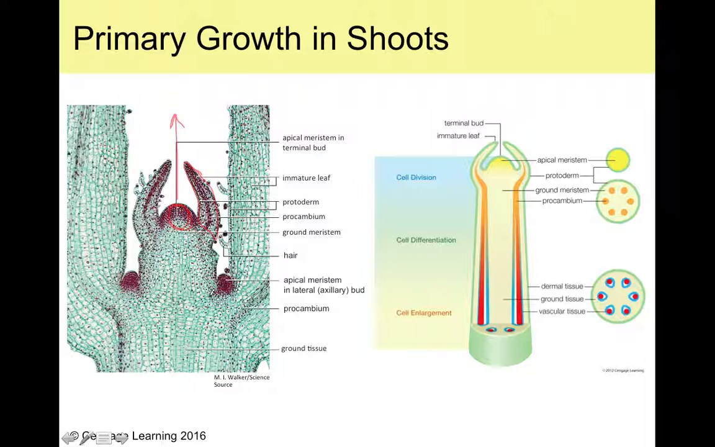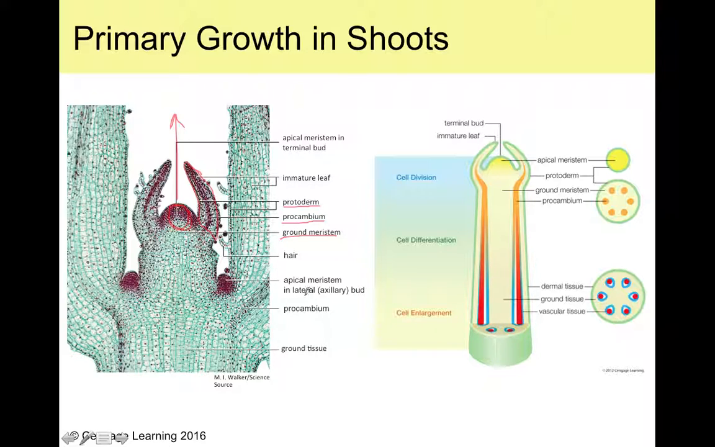Then you get several layers. You get a protoderm, which will become the epidermis, and you get a procambium, which will become xylem and phloem. So those are kind of nice. Protoderm before the skin becomes the epidermis. Procambium becomes xylem and phloem. The ground meristem is going to become ground tissue. This is growing out little leaf hairs.